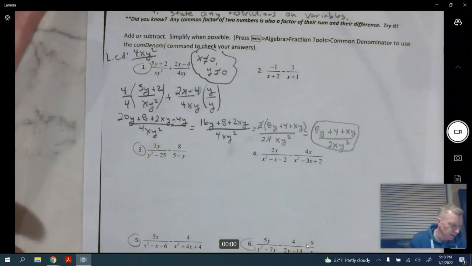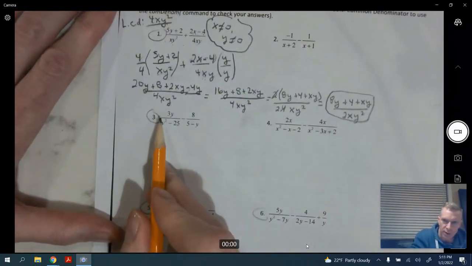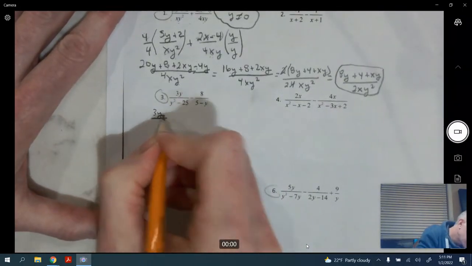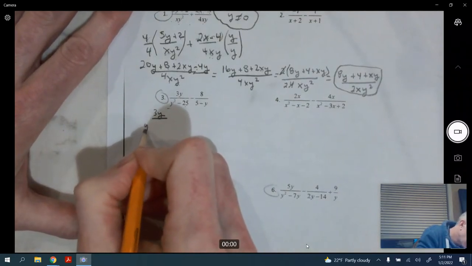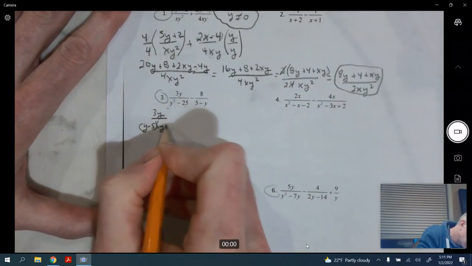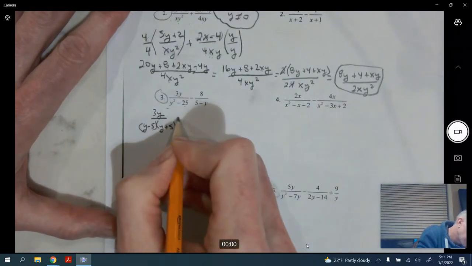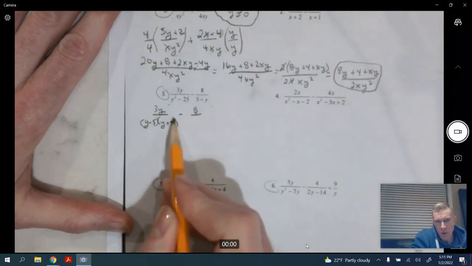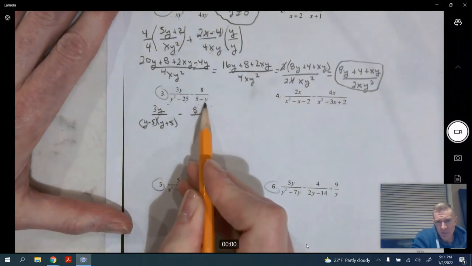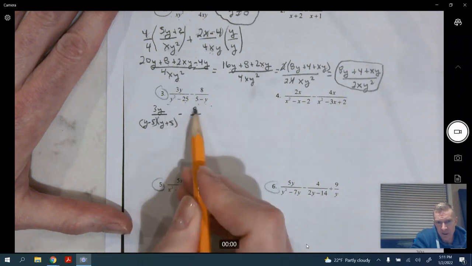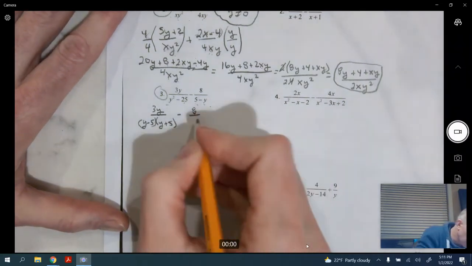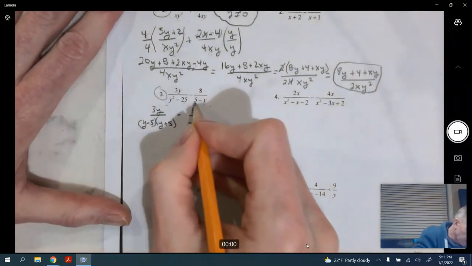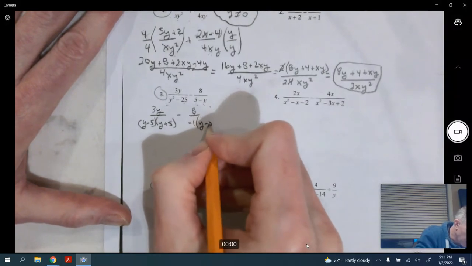Okay. Now, let's go to the next one, number 3. We've got a 3y. We want to factor everything: y minus 5, y plus 5. Minus 8 over, well, now this is 5 minus y, which almost matches this, but if we factor a negative 1 out of there, then we get the y minus 5 to match. If you factor a negative 1 out of 5 minus y, you've got negative 1 times negative 5 plus y, or y minus 5.